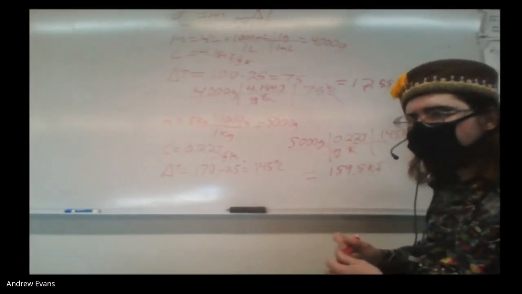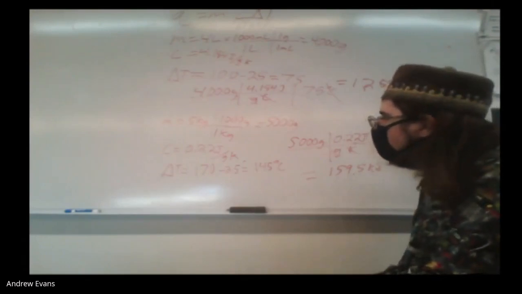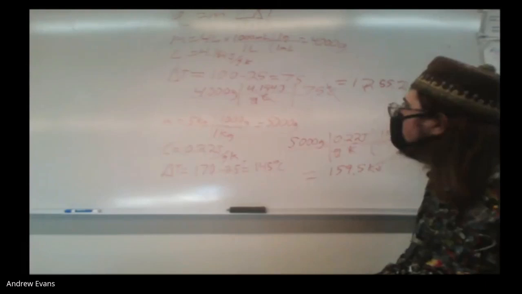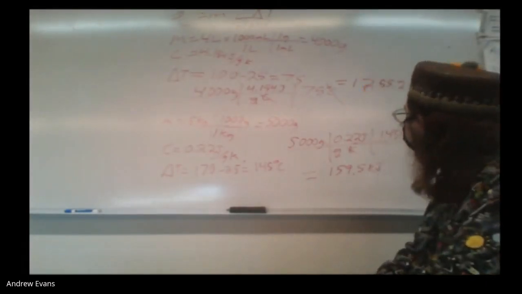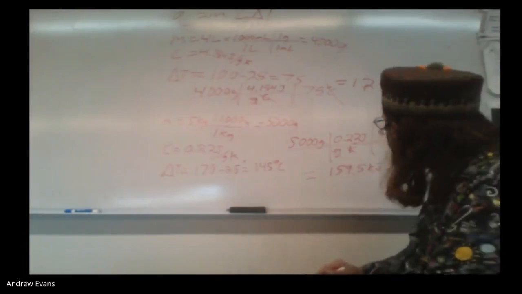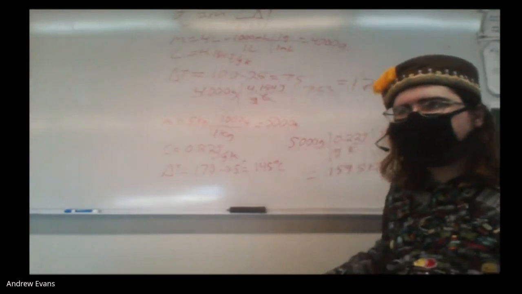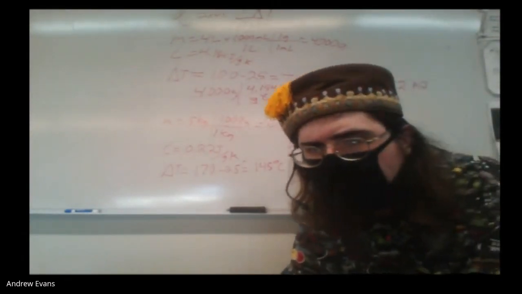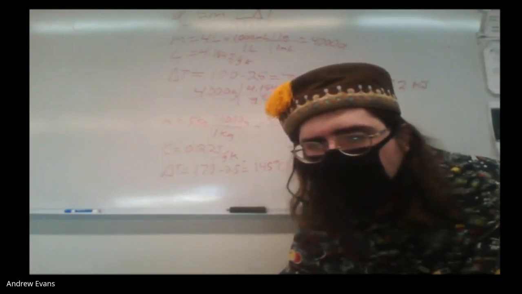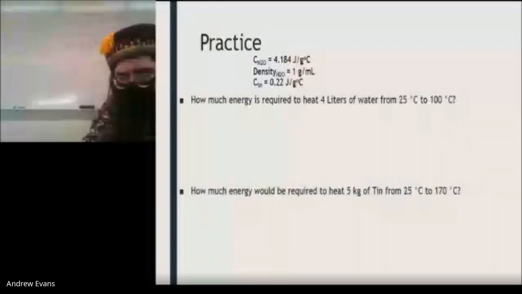159,500 joules. So I'm heating 1 kilogram more of tin, almost twice the temperature, but yet it's almost 9 or 10 times less energy. That has to do with metal has a really low heat capacity and water has an incredibly high heat capacity. Okay.